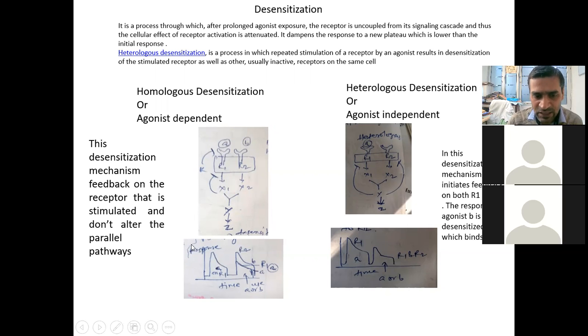If this is the case, then what kind of response will you observe? For example, this is R1 and this is R2. When you have used ligand A, the response will be activated. It will go up and then it will come down with respect to time. But when you are using A or B, then what will happen? A will also stimulate R1.